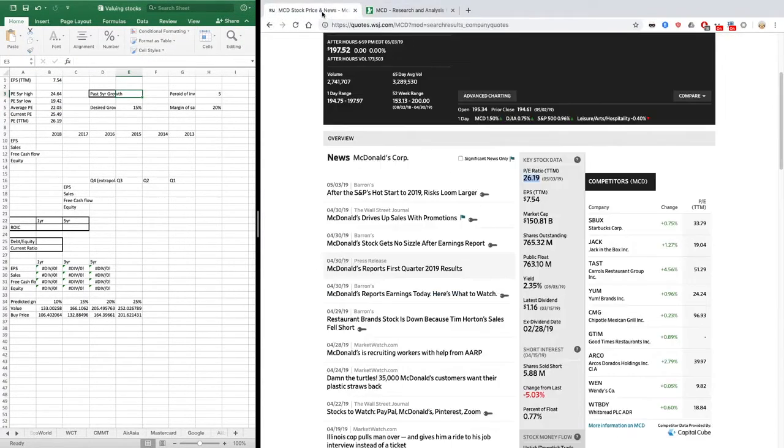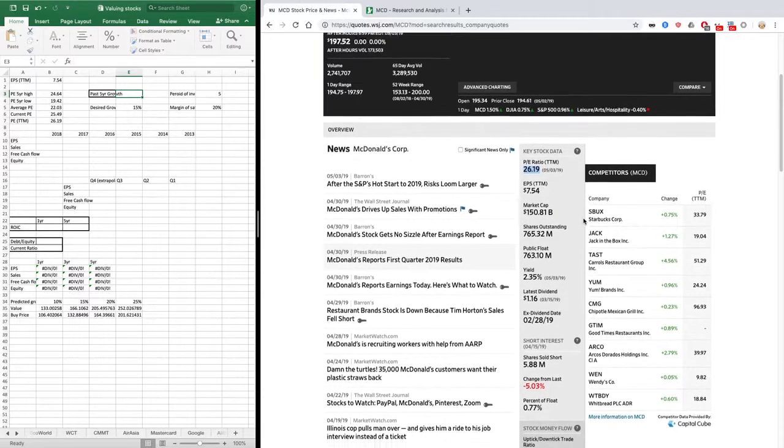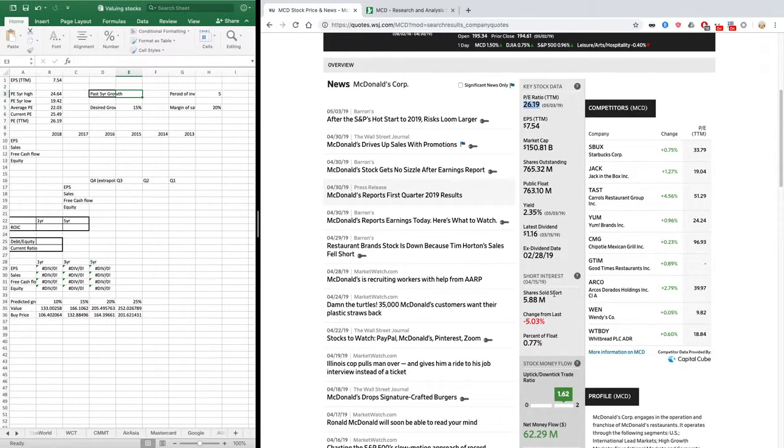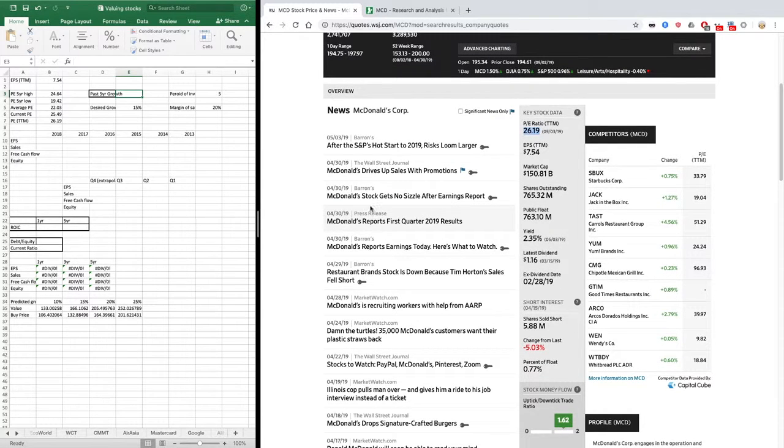So desired growth, usually I put 15%, depending on their dividend. Their dividend yield is about 2%, according to Wall Street Journal. So I'll deduct the dividend yield from there, so the desired growth of the stock itself will be 13%. Investment 5 years, and margin of safety I'll put 20%.